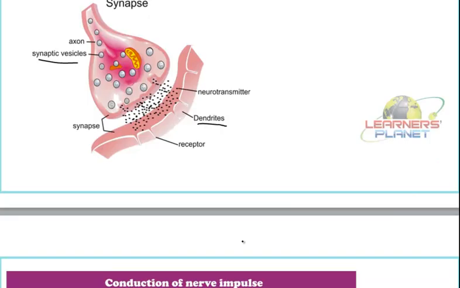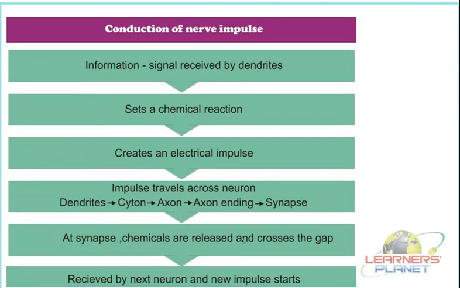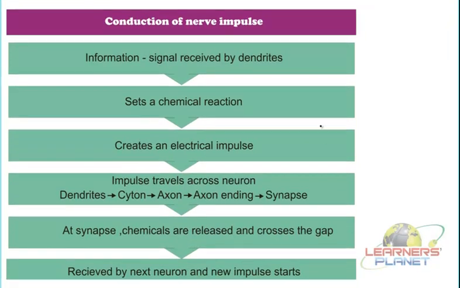So we can actually summarize this conduction with the help of this particular chart. In this chart we have just summarized the steps of how the conduction is taking place. Initially the information is received by the dendrites. Which type of information? A signal, a change or the stimulus which was received by the receptors, and this receptor is giving information to a dendrite. Now this type of receiving is going to establish a particular chemical reaction. This chemical reaction gets converted into an electrical impulse, and this electrical impulse will travel along the axon.